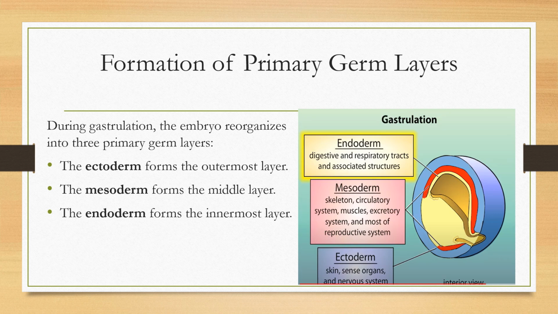So the formation of primary germ layers mentioned in our earlier slide, which are known as the ectoderm, which forms the outermost layer. You can see that in blue. The mesoderm, which forms the middle layer, it's in red on the slide. And the endoderm, which forms the innermost layer, which is in yellow.